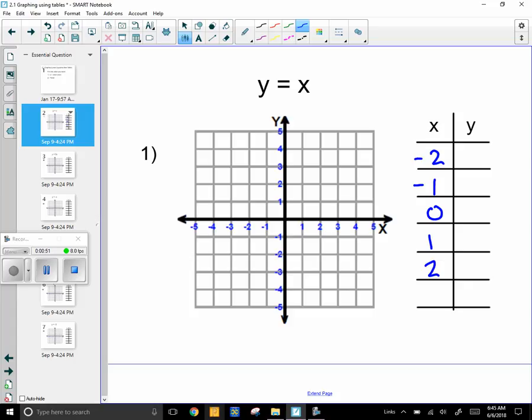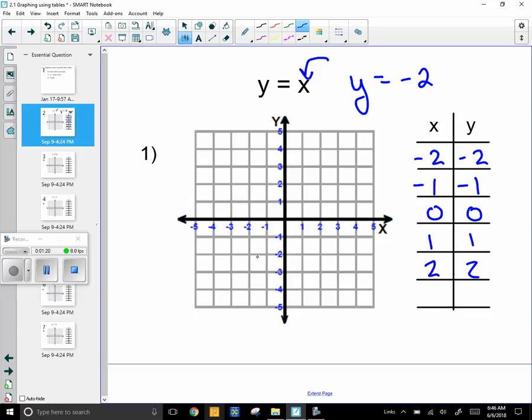If y equals x, no matter what x is, y is the same value. So when I plug in, for example, -2 for x right here, it makes y equal -2 as well. So y is equal to the x value. All the way down the table is going to be a mirror image. The y values will just equal the x values.